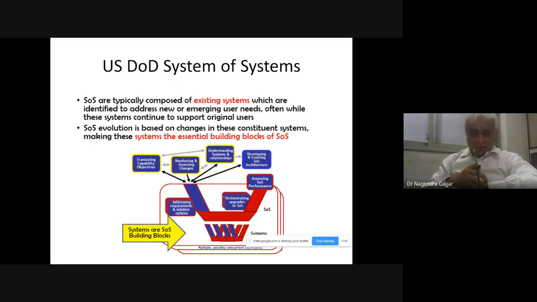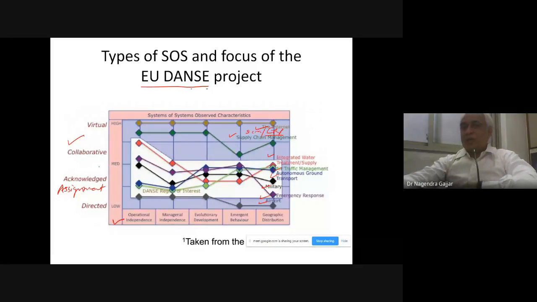Let's look into one of the other aspects, the US DoD system of systems. DoD stands for Department of Defense of the US. SoS are typically composed of existing systems which are identified to address new or emerging user needs, often while these systems continue to support the original users. So existing original systems are there, and you have emerging user needs. Here I would like to give an example from the business point of view, the IoT.